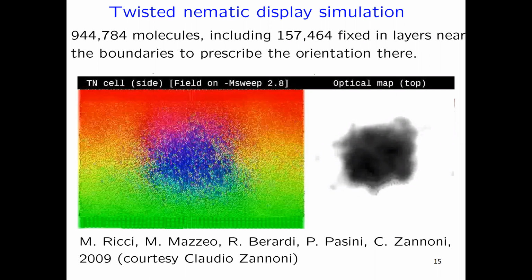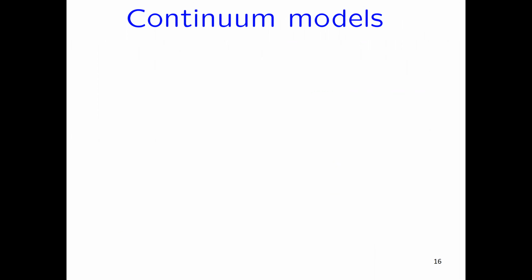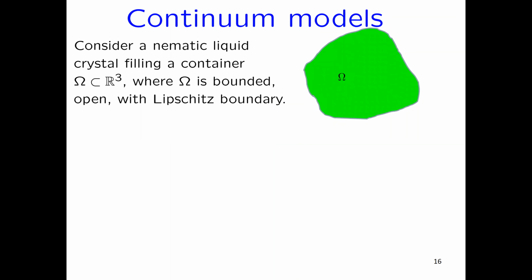So that's one of many simulations that can be done for liquid crystals. However, in this course, I'm going to consider continuum models. So we're going to consider a nematic liquid crystal, or a liquid crystal that can take a nematic phase, that fills a container omega, some bounded open region of R3 with a reasonable boundary, Lipschitz boundary, so it could be a cube or ball, for example.